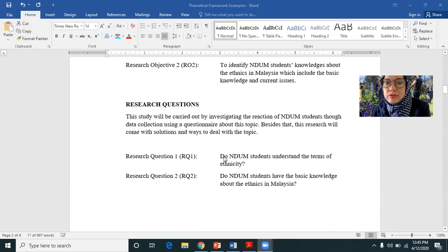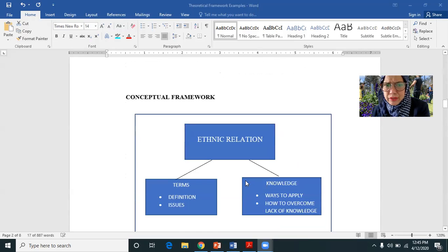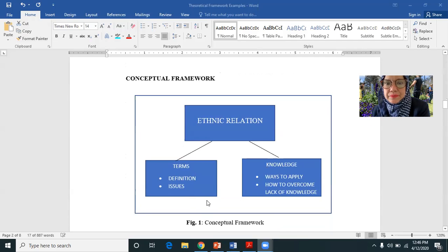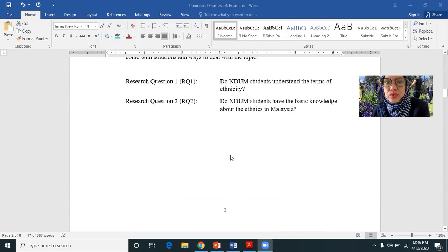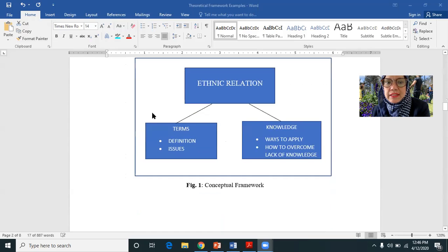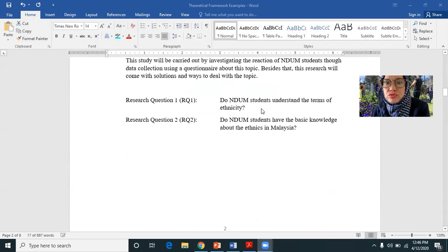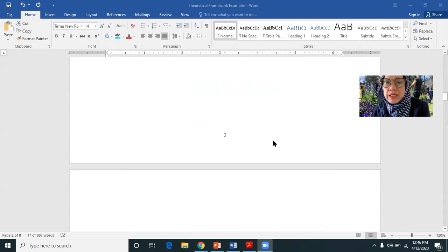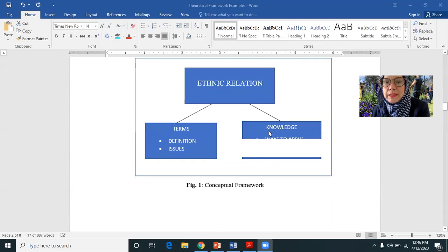So the questions are, do NDUM students understand the term of ethnicity? And do NDUM students have the basic knowledge about the ethnics in Malaysia? So two research questions. And this is the conceptual framework. He wants to know whether the students understand the terms, the definition and the issues of ethnic relation. And also he wants to know that students have basic knowledge about the ethnics in Malaysia.